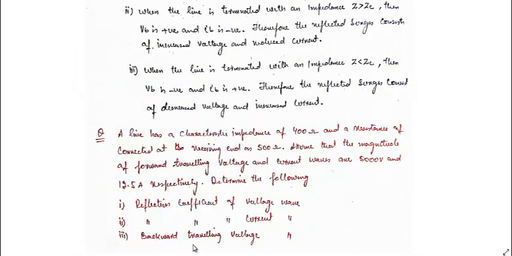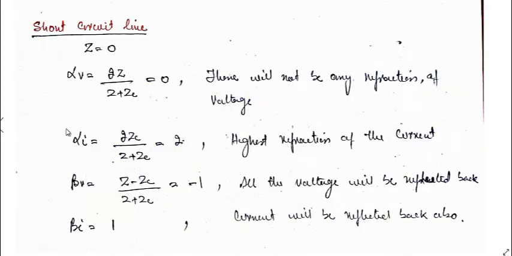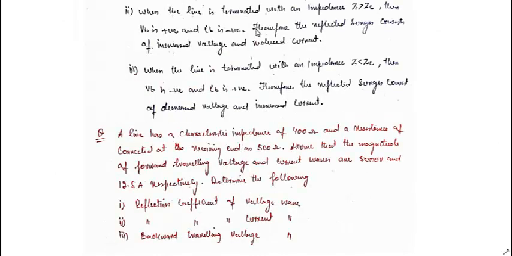Second, when the line is terminated with an impedance z greater than zc, then vb is positive and ib is negative. When z is greater than zc, beta v is positive, so vb is positive, and ib will be negative because it is the negative of this. Therefore, the reflected surge consists of increased voltage and reduced current. In that case, voltage will increase and current will reduce. When the line is terminated with an impedance z less than zc, then vb is negative and ib is positive. Therefore, the reflected surge consists of decreased voltage and increased current.